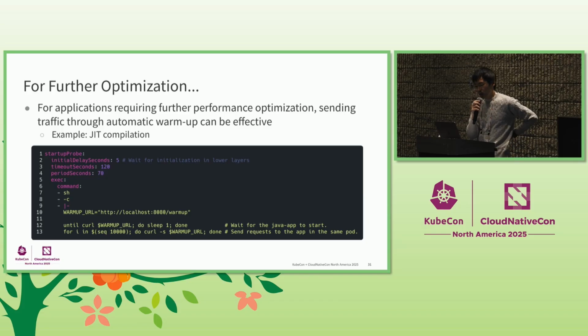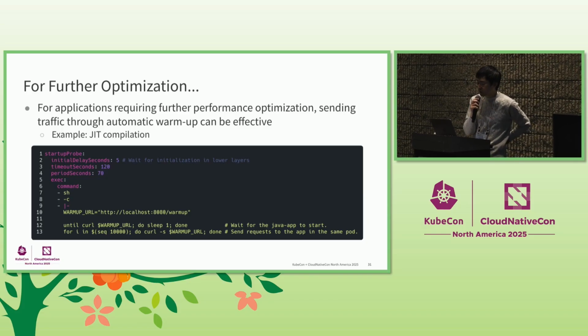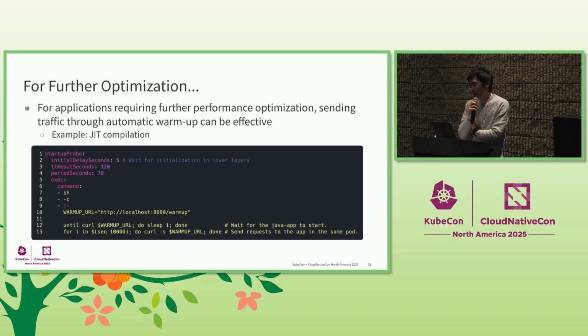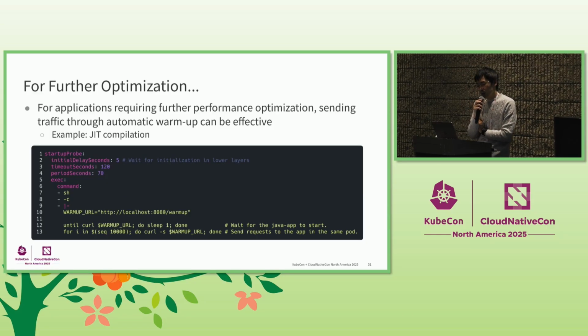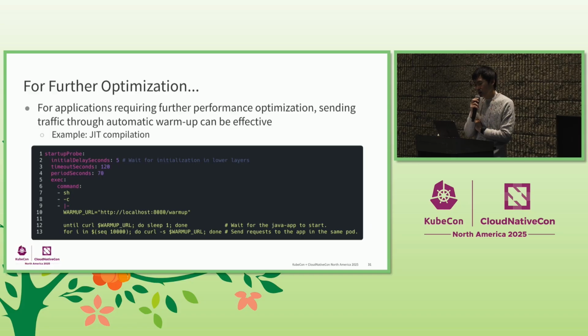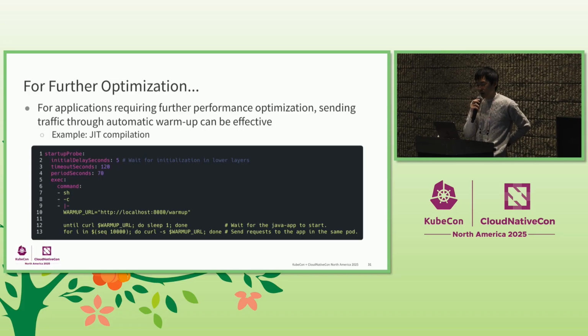And if you want to raise performance to near ideal levels during initialization, warm-up is another option. The example in this slide demonstrates how to send warm-up traffic to the application container. We are sending requests by executing curl commands using an exec type probe in the startup probe. With this approach, the curl command runs as a separate process inside the application container.